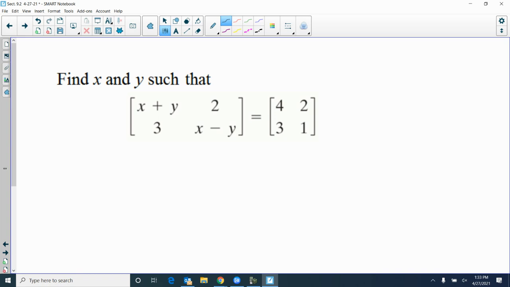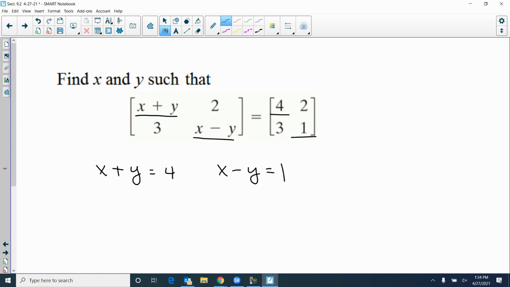What was that, Zach? x plus y equals 4. x plus y has to equal 4. This is that first slot right there. That has to add together to equal 4. So using that fact, x minus y has to equal 1. That's it. Same spots have to be equal. So x plus y equals 4, x minus y equals 1.